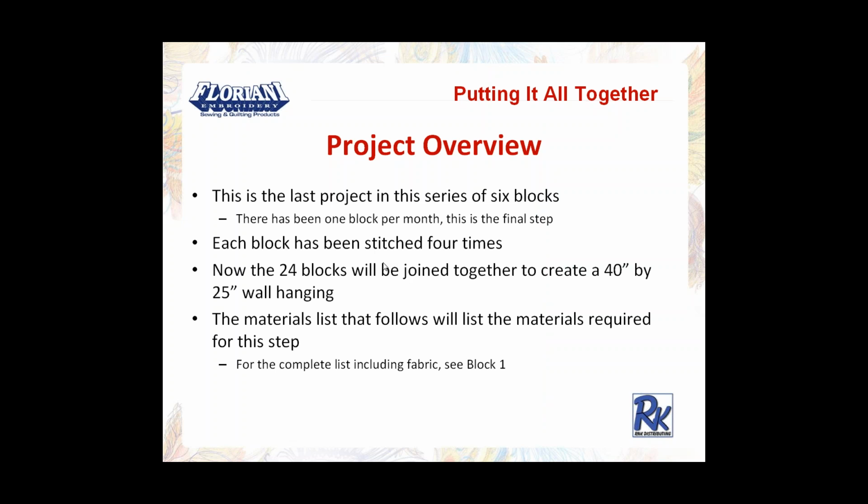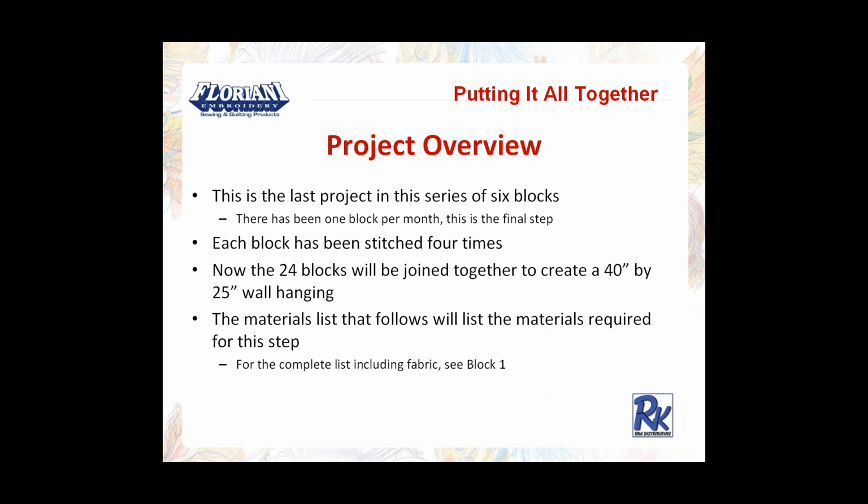So again, as we mentioned earlier, this is the last project in this series of 6 blocks. We've done 1 block every month, and this, of course, is our final step. We've stitched each block 4 times. And now these 24 blocks are going to get joined together to create a 40-inch by 25-inch wall hanging. We're going to do that with what's known as a quilt-as-you-go technique, and you're going to see the way that we do that.